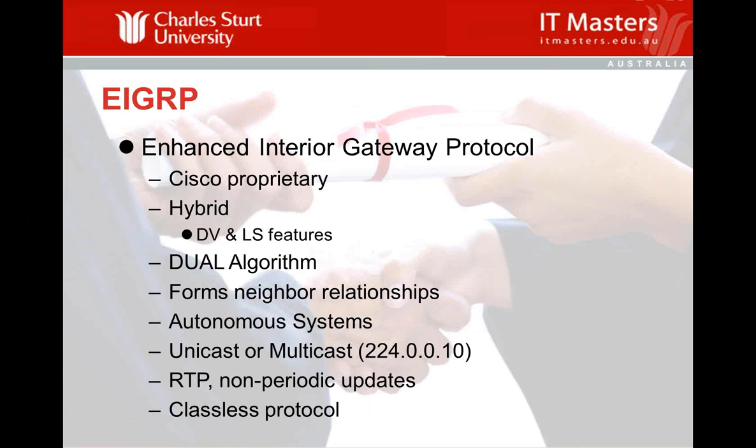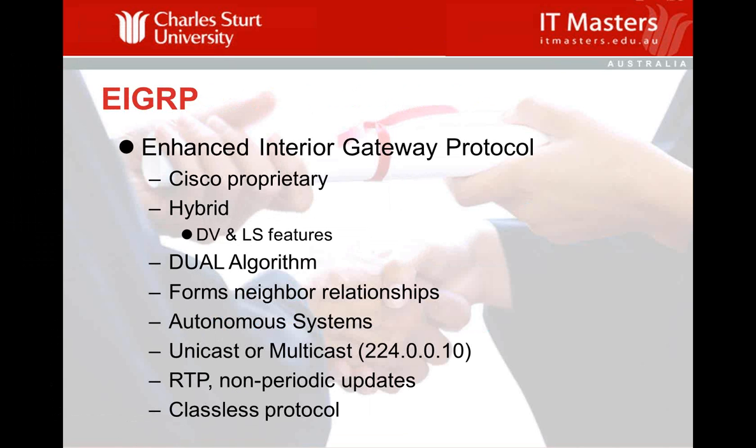It forms neighbor relationships, okay, with all directly connected routers that are participating in EIGRP. It uses a concept of autonomous systems. So that basically means that each EIGRP router can only run a single autonomous system. The autonomous system basically equates to an administrative domain. Okay. It can use unicast or multicast for updates. So I'm not talking about how the router actually passes packets. I'm just saying it uses multicast or unicast for the updates. It uses a reliable transport protocol, RTP, to ensure the delivery of your EIGRP packets backwards and forwards.